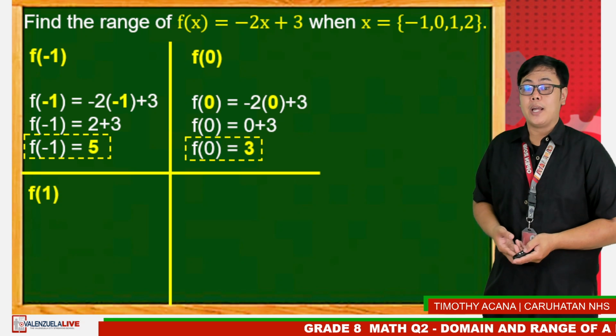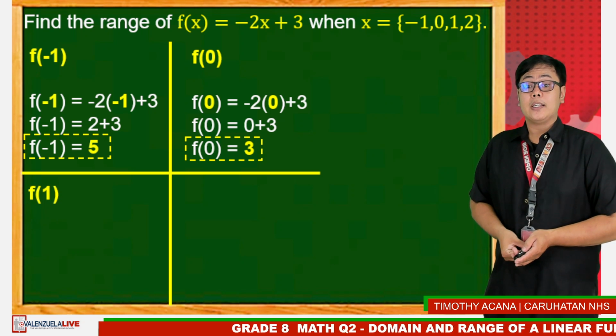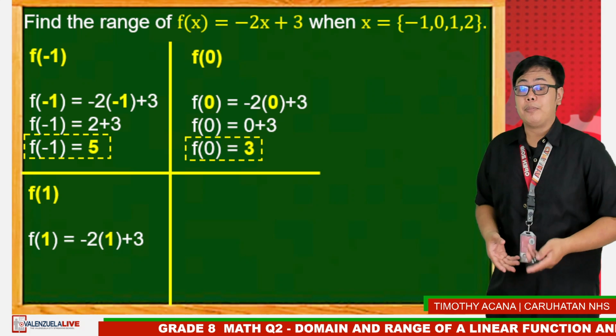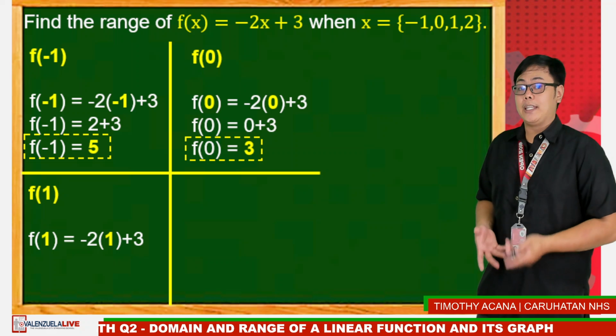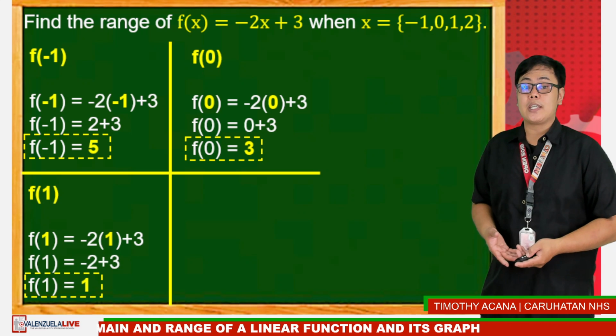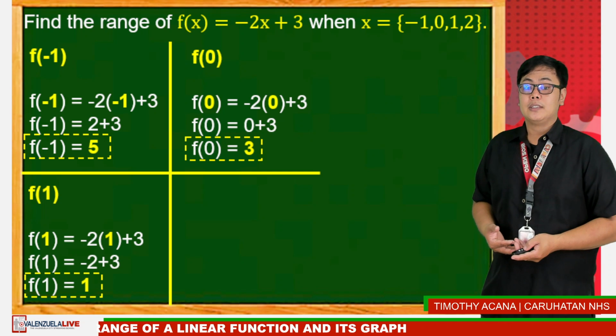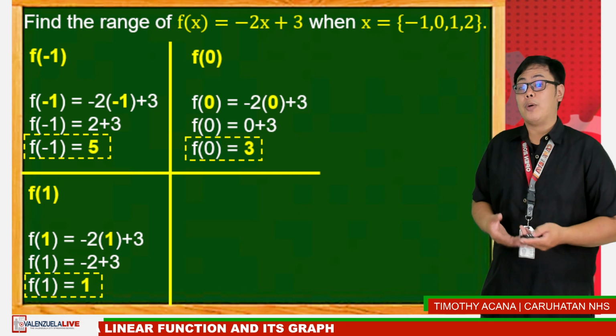Next, we have f of 1. F of 1 is equal to negative 2 times 1 plus 3. Negative 2 times 1 is equal to negative 2, and negative 2 plus 3 is equal to 1. Therefore, f of 1 is equal to 1.